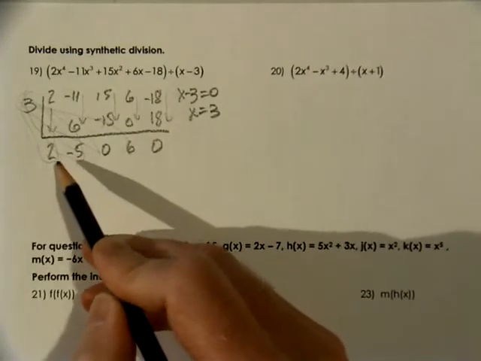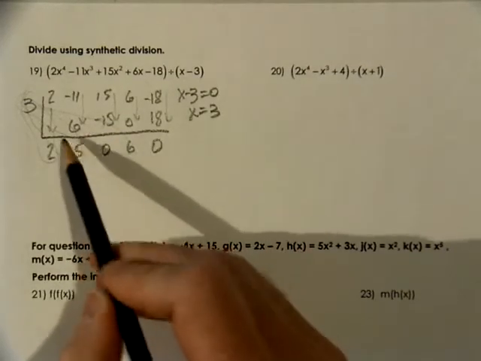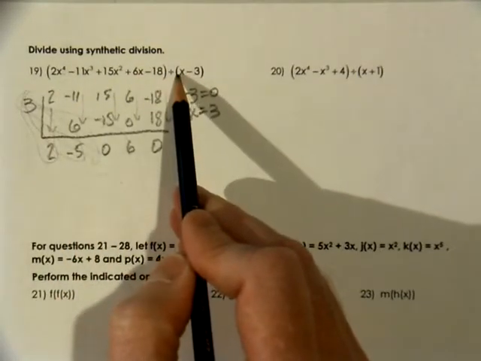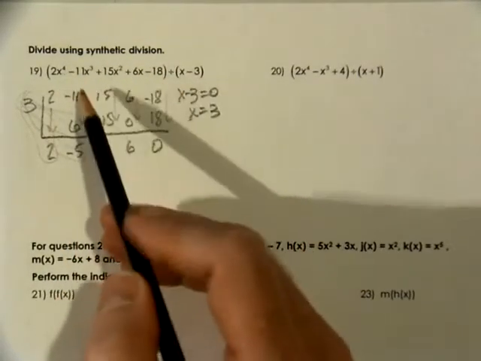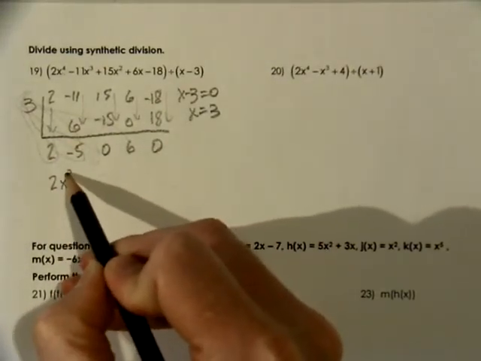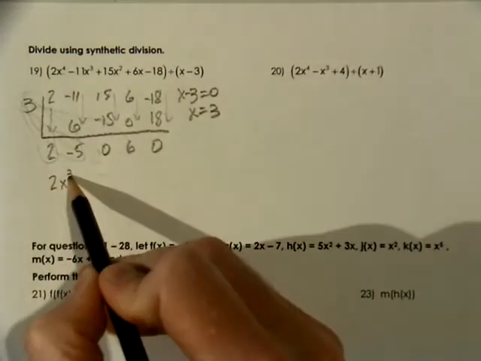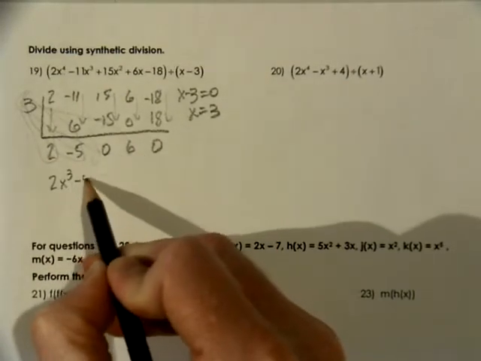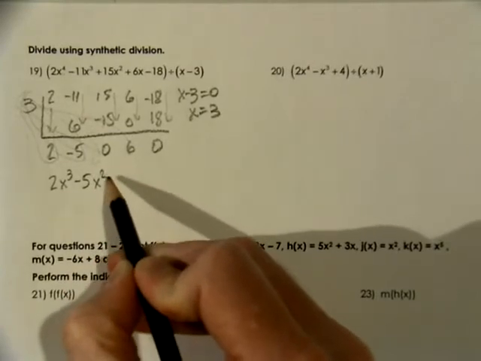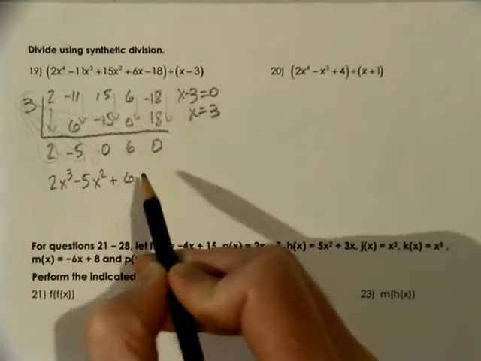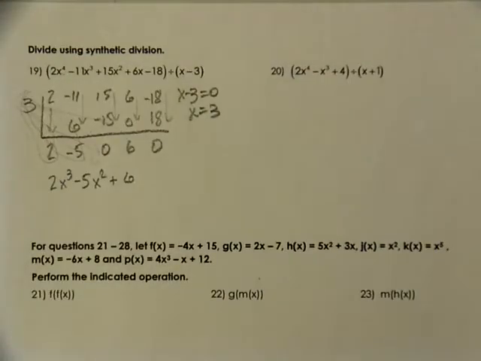So what we end up getting here, this is a fourth power. We're dividing to the first power. That means we're going to have 1 degree less. So instead of a 4, we're going to have a 3. And these are your coefficients. Minus 5x squared plus 0x plus 6. And there is no remainder.